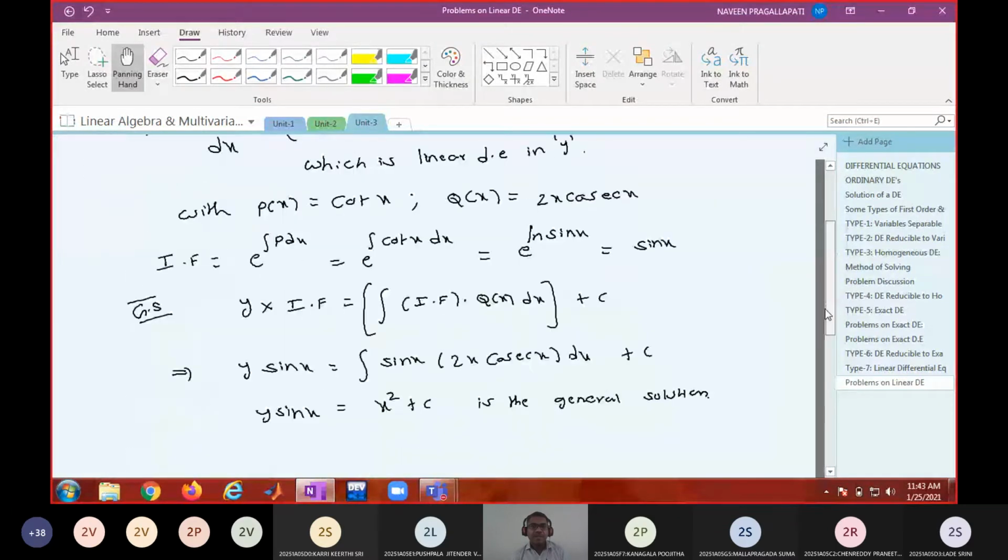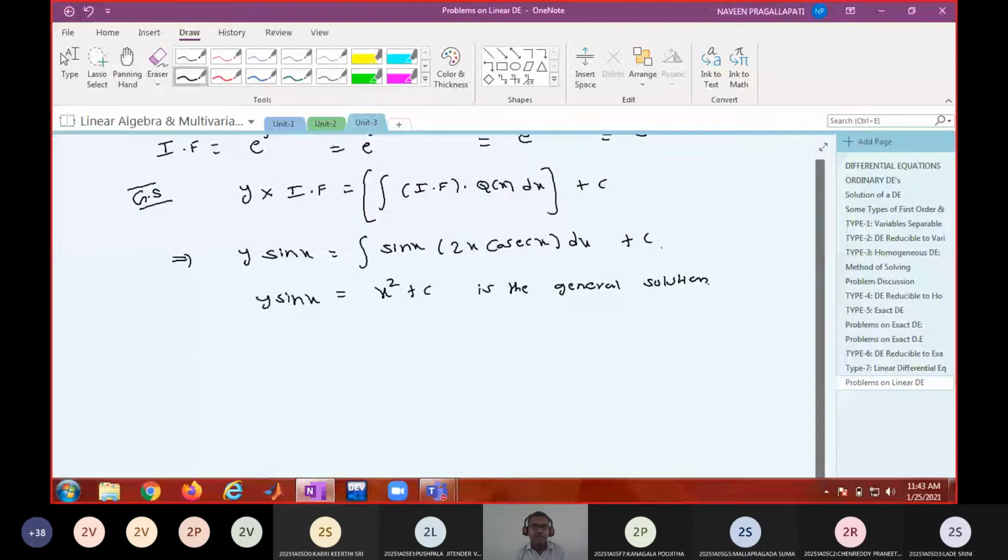Okay, now this is the general solution. Now we want a particular solution which satisfies the given condition. Given that y of 0 equal to 1, that means when x value is 0, y value is 1. So put x equal to 0 and y equal to 1 in the general solution. That means 1 into sine 0 is equal to 0 square plus c. That means what is c value? 0. Sine 0 is 0.